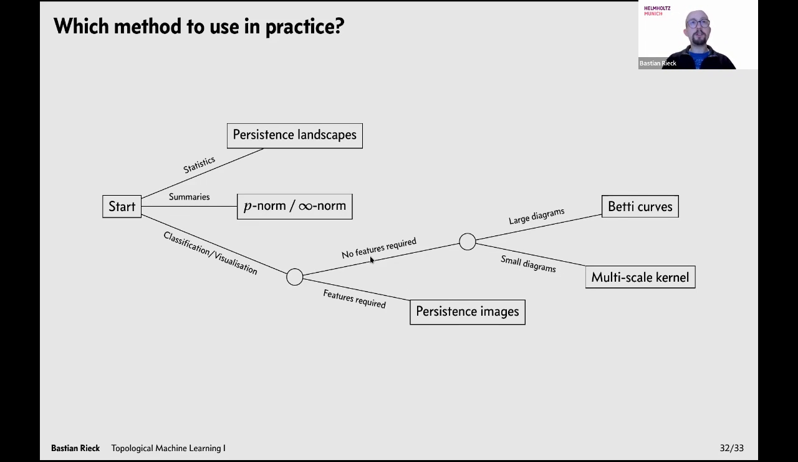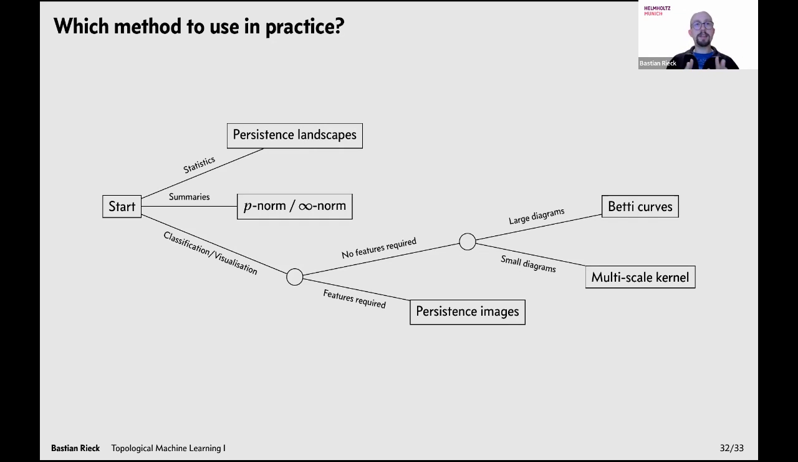If you don't need features directly, but you're okay with distances or kernels or something like that, and you have large persistence diagrams, take the curves. If you have small ones, take a kernel. If you just want summaries, just take a summary, right? And if you actually want to do statistics, take the persistence landscapes.